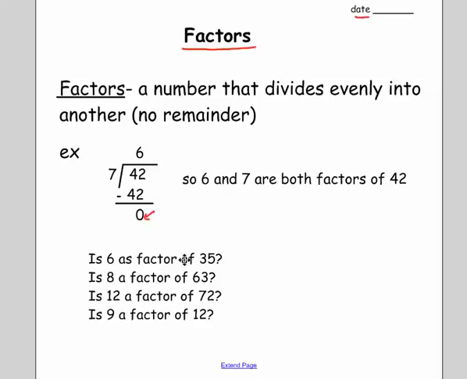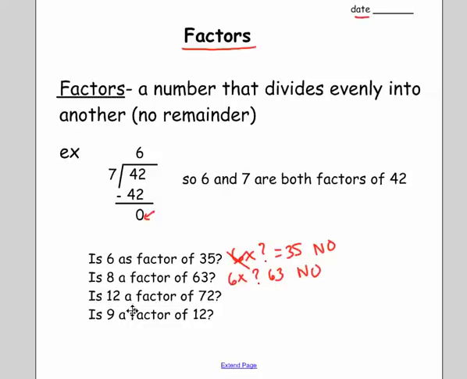Okay, so let me ask you a couple questions then. Is 6 a factor of 35? In your mind, you should think, does 6 times something give me 35? And that's no. So that means that 6 is not a factor of 35. Is 8 a factor of 63? In your mind, you should think, does 8 times something give me 63? Again, that's no.